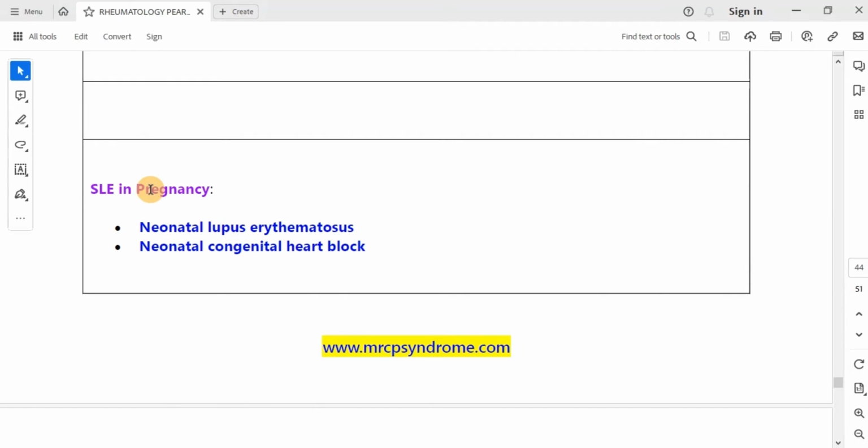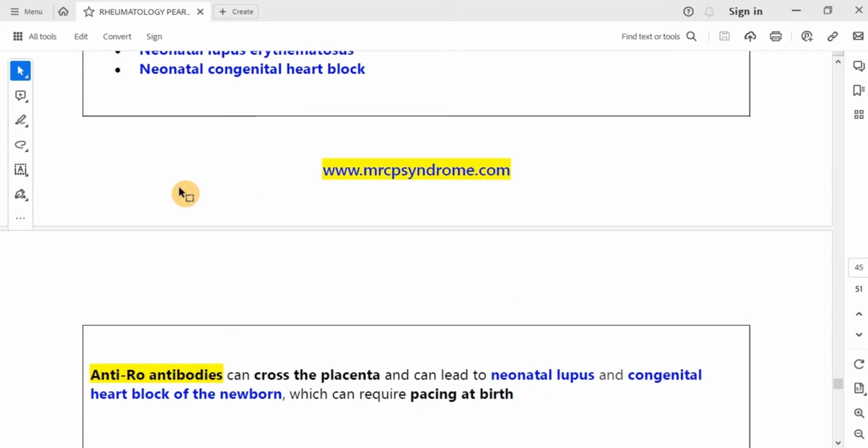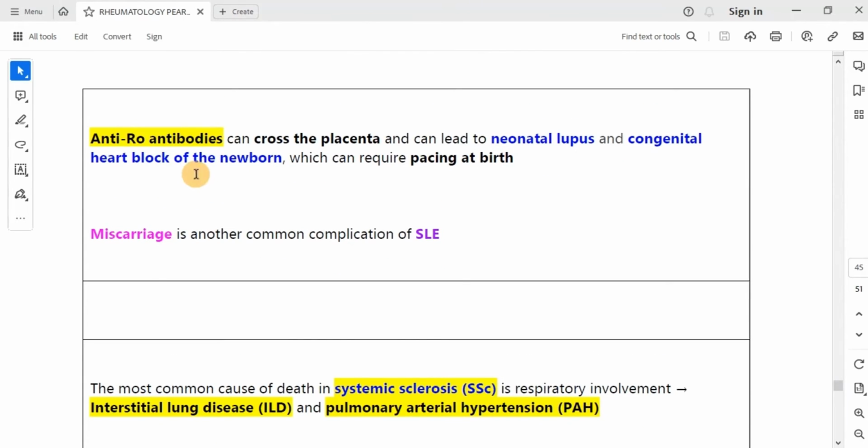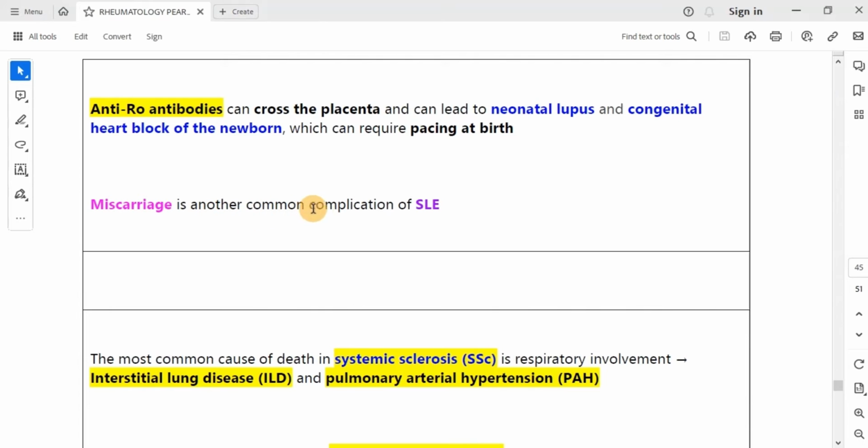SLE in pregnancy, the outcome may be neonatal lupus erythematosus or neonatal congenital heart block. Which antibody is most commonly seen in case of neonatal congenital heart block? Anti-Ro, anti-La. We can have both anti-Ro and anti-La, but anti-Ro, also known as anti-SSA, is most commonly seen, and anti-La is less commonly seen, but both of them are associated. Anti-Ro antibodies can cross the placenta, can lead to neonatal lupus and congenital heart block of the newborn, which can require pacing at birth, and miscarriage is another complication of SLE.